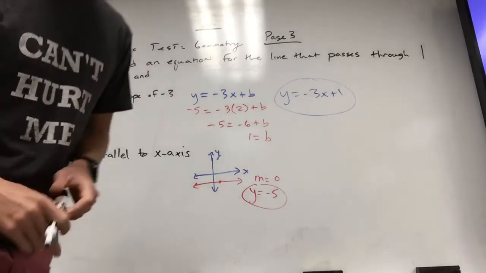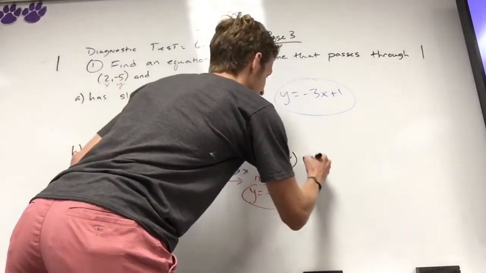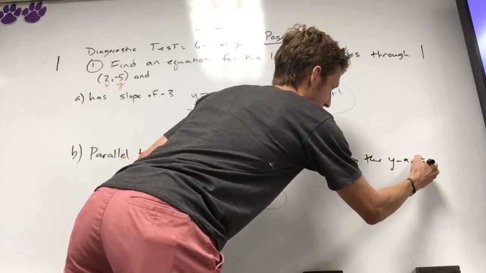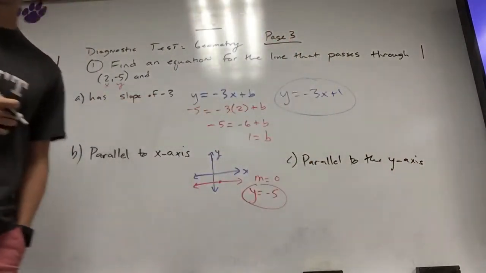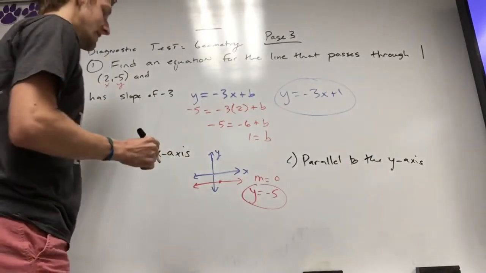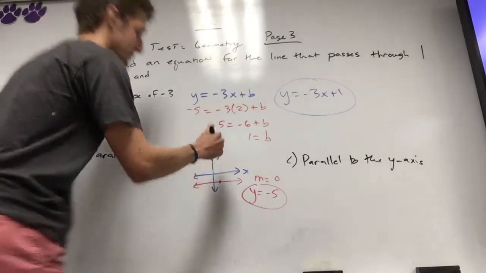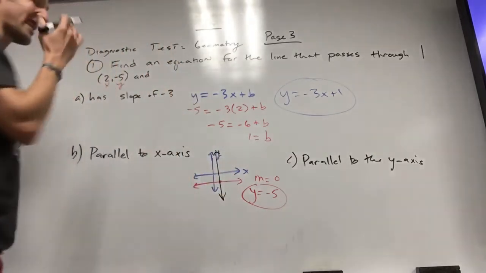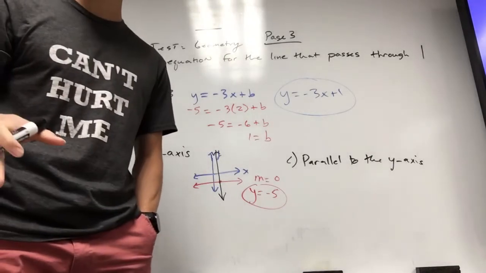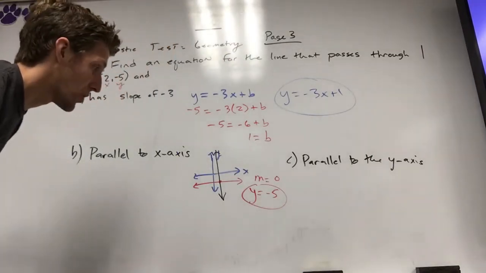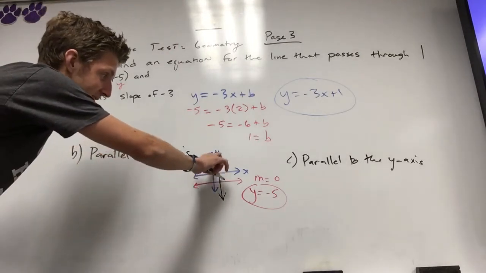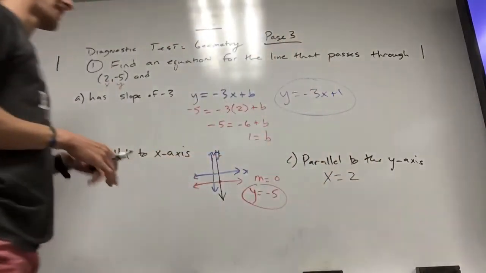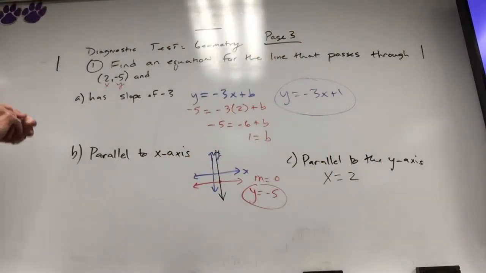Now, take a look at the next one, C. C says parallel to the y-axis. It's going to go through that point again, but if it's parallel to the y-axis, it's going to go up and down like that. It is always rising, it is never running, it has an undefined slope. So x is the thing that is constantly 2. That would be the equation of that line: x equals 2. Y is changing, but x is always 2.